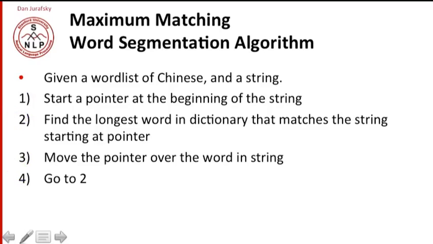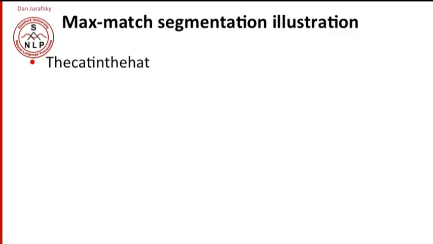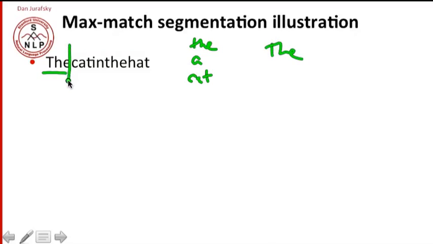Let's just see an example of that working. I'm going to pick an English example that's easier to think about. Imagine English was written like Chinese with no spaces. We'd have a phrase like the cat in the hat all run together, and we have a dictionary that has words like the and cat. We ask, what's the longest word in our dictionary that matches the beginning? The longest word is the, because th is not a word and thec is not a word, and so on. So we'll start with the, and now we ask what's the longest word starting with C, and the longest word is cat. Then we ask what's the longest word starting with the I, and so on.